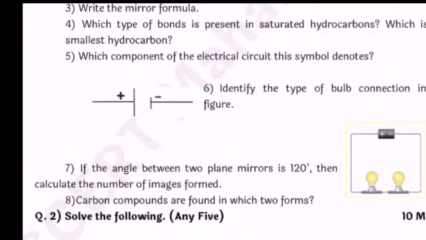Now, question number 5. Which component of the electric circuit does this symbol denote? The figure is given here. You have to find the correct answer from this figure. And question 6 is, identify the type of bulb connection in the figure. The figure is also given at the bottom side. Let's see the answer of question number 5.